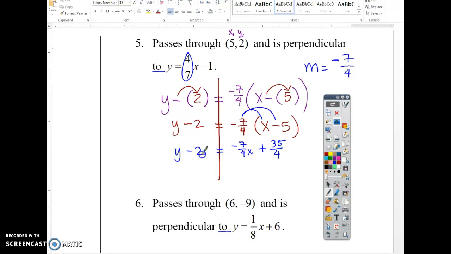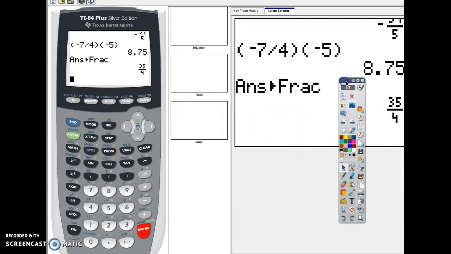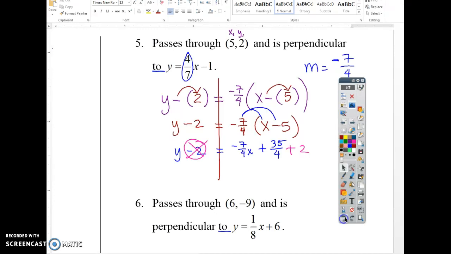Equals y minus 2. And what is the last step? Add 2 to both sides. And remember, you don't have to retype it on the calculator. Just put +2, math, enter, and it should give you the answer, because my last answer was 35/4. So if I do +2, enter, mine automatically does the fraction. You have a different calculator, so you have to press math, enter, and it'll give you positive 43/4. That was from that. Bring down the slope, -7/4 x.